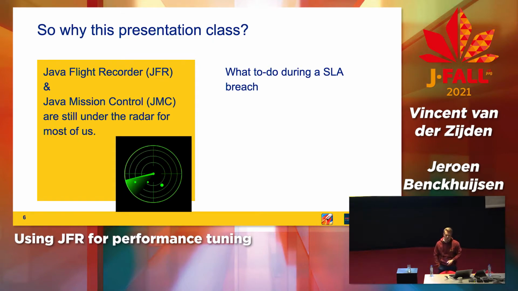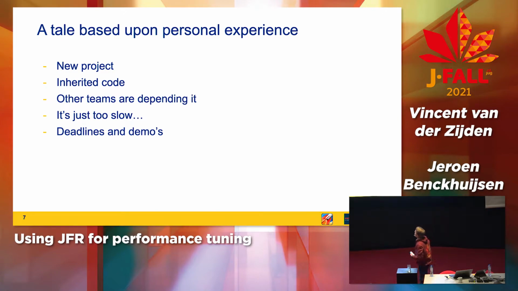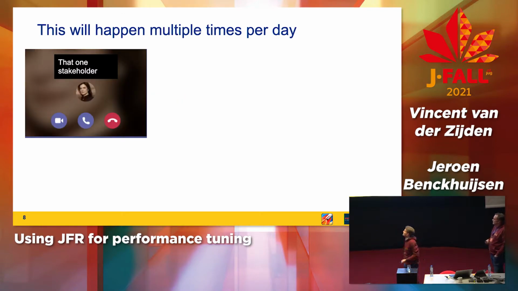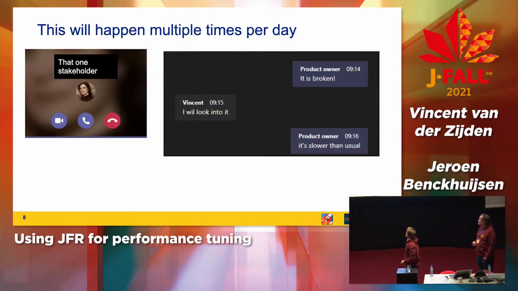I'm also going to show you a couple of practical examples, which are based on personal experiences that we encounter as consultants at clients. You are on this new project, and you inherit this piece of code. In some cases, actually most cases, it is very important code. Other teams are depending on it, and it's just too slow. So you have these deadlines and the demos coming up. What happens then? You get these kinds of calls. The stakeholders call you: why is it not working? Well, actually, it is working, but it's just slow. And the next question then is, okay, when can you fix it?